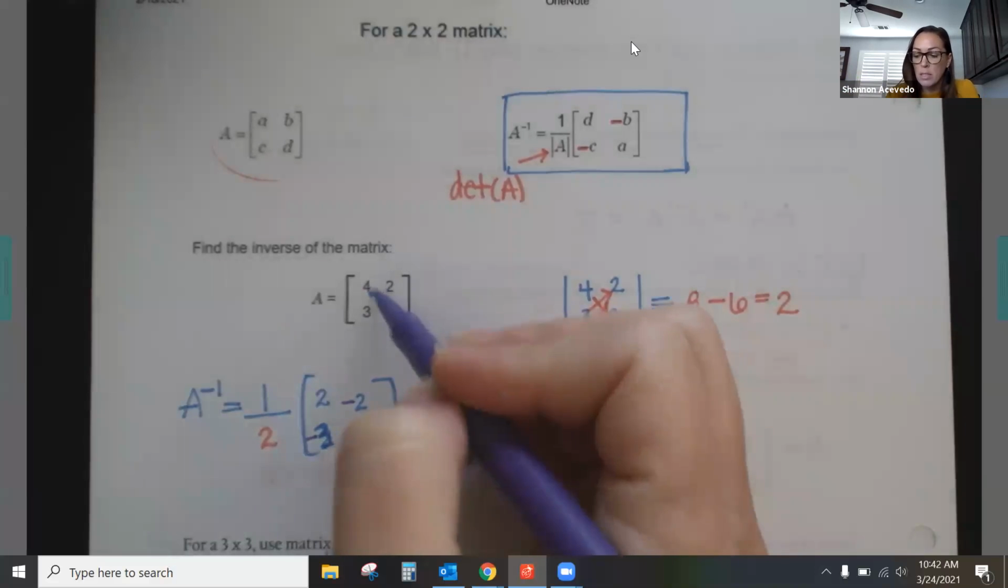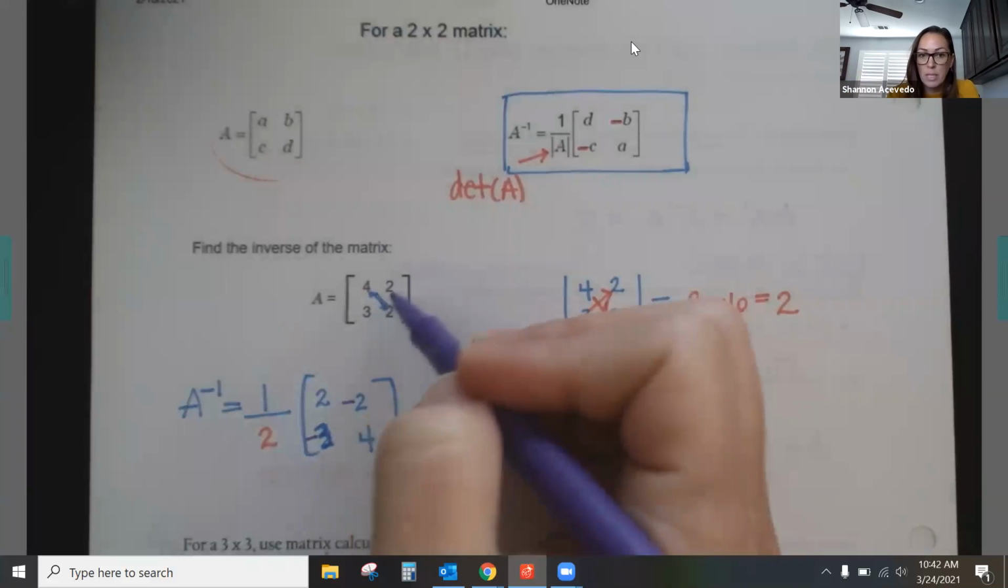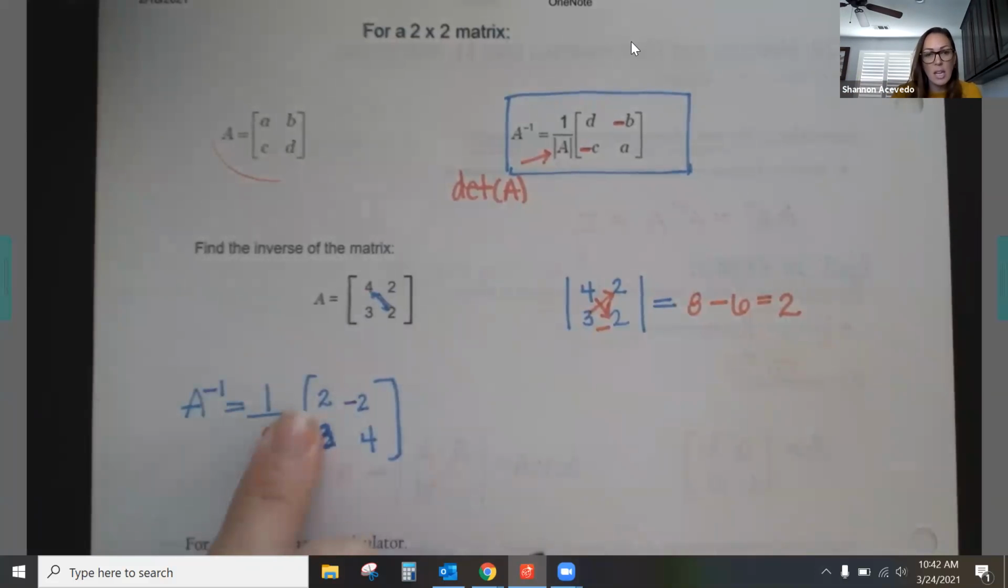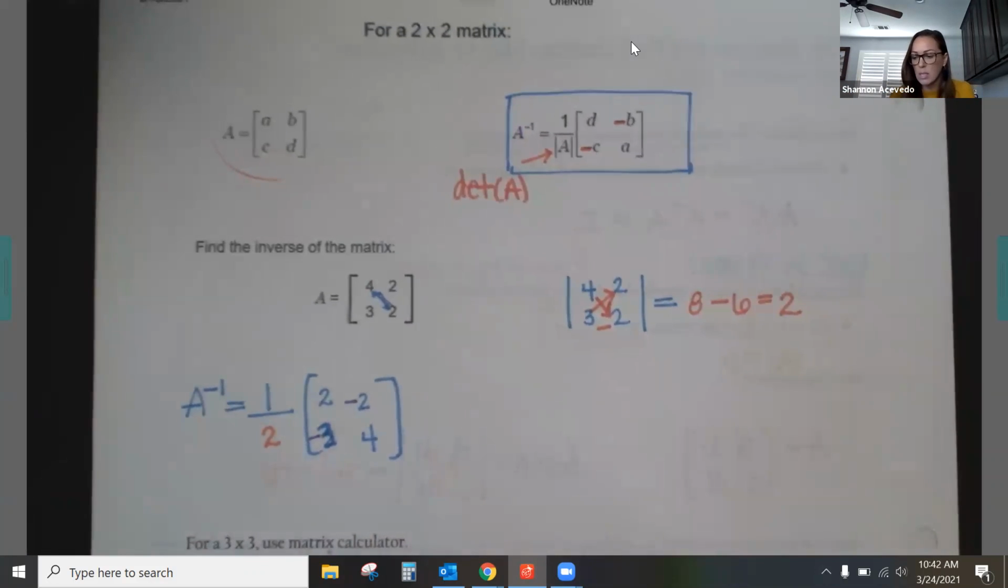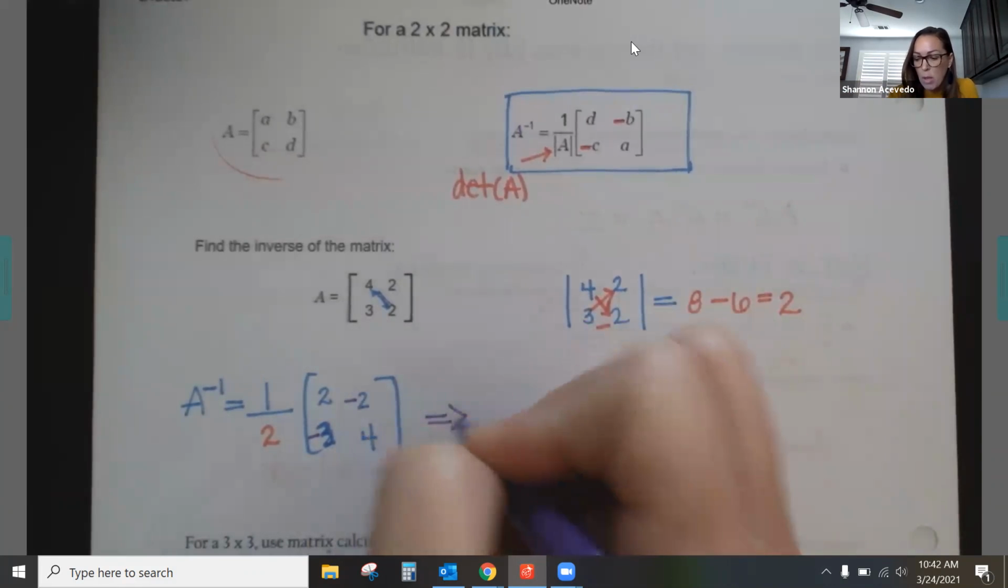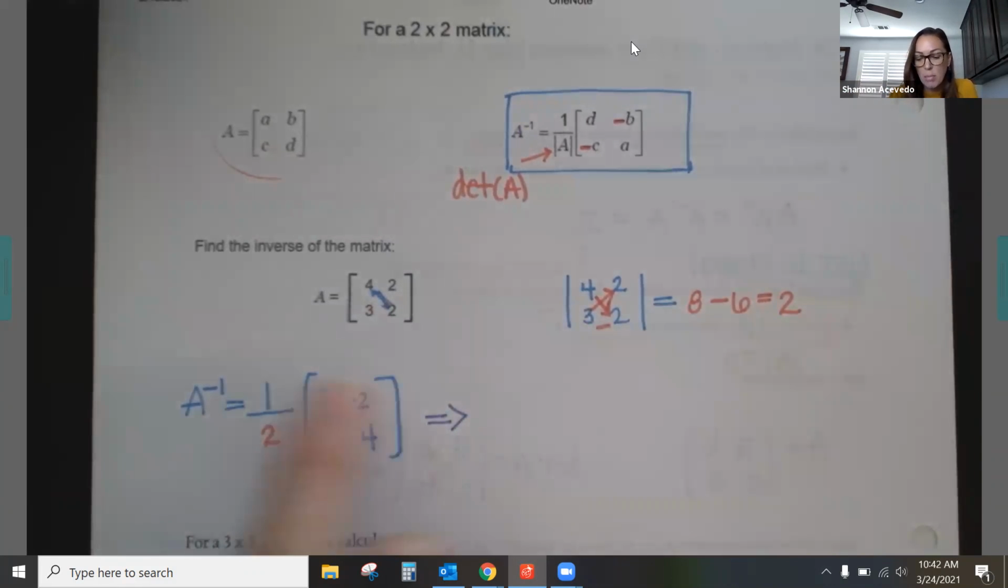So same spots for this, same spots for this diagonal. So 2 and 3 in the same spots, but I switched signs. This is now just a scalar. That means you just multiply through to each piece. So that's going to be 1/2. So I could simplify this, and it's just going to be 1/2 of each one of these numbers.